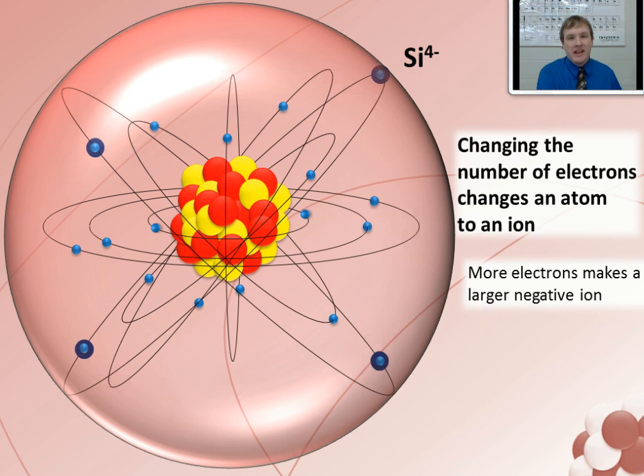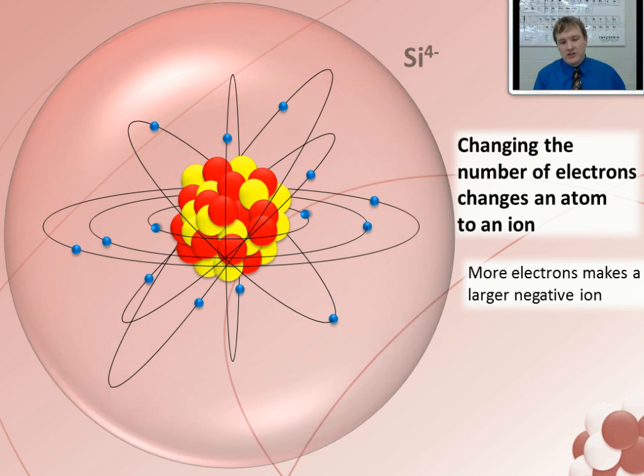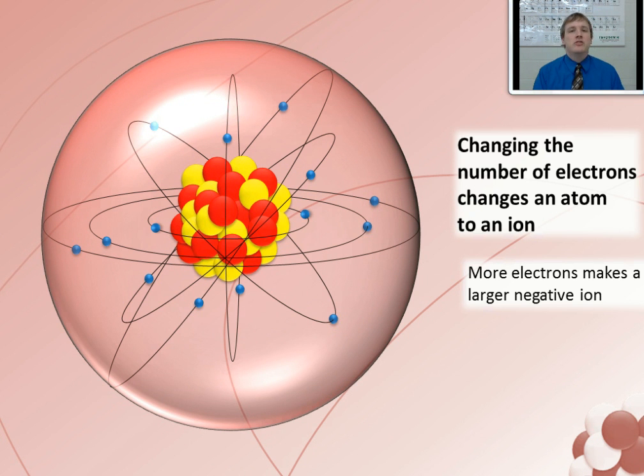we made a negative ion. Also notice that because we added electrons to the outside, it actually increased the size of the atom. So compared to a neutral silicon atom, a negative silicon ion is much larger than the silicon atom was before. Now, what happens if we went the other way? Let's get rid of these extra electrons, and we're back to our regular neutral silicon atom.